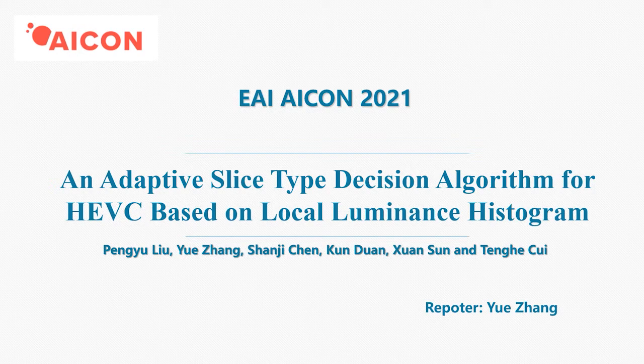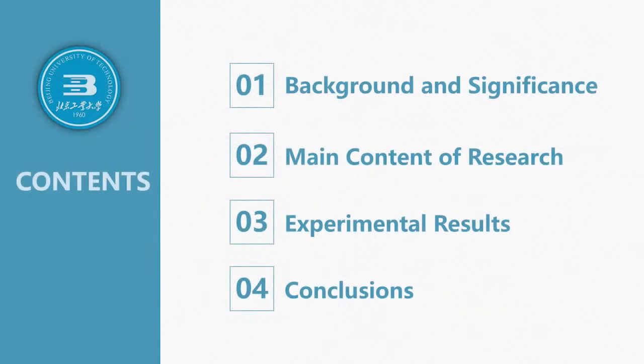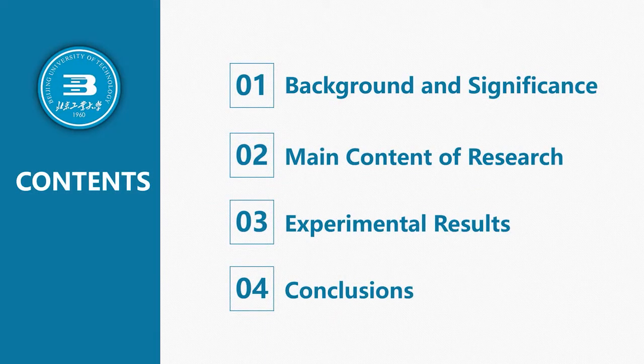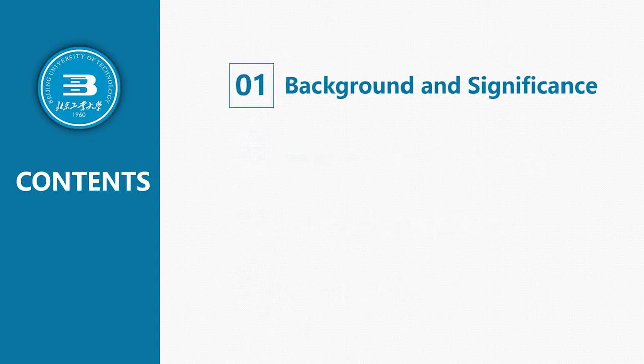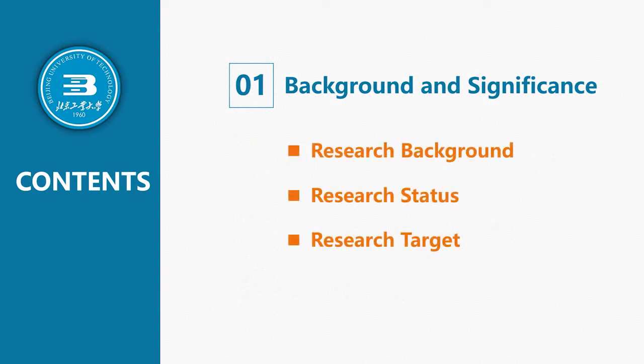I want to share this paper with you: an adaptive slice type decision algorithm for HEVC based on local luminance histogram. The report is divided into four parts. Firstly, I will introduce it from three aspects: research background, research status, and research target.